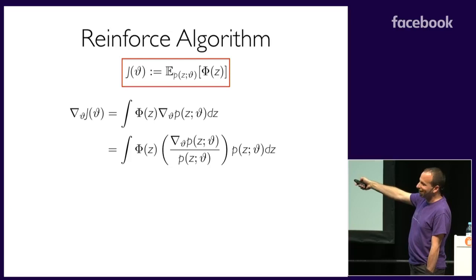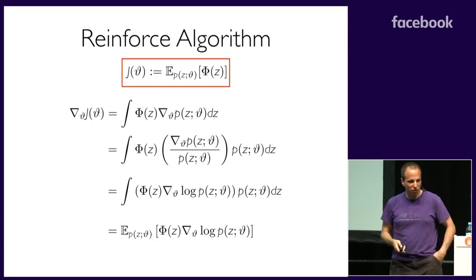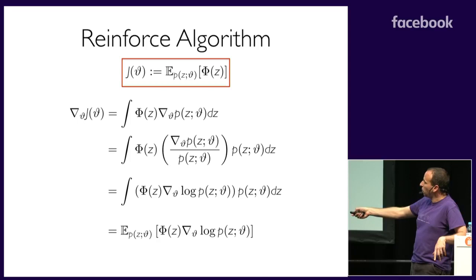Anybody who's seen the proof of the Cramér-Rao bound has seen that trick. And that now is the gradient of the logarithm. And that's it. So this is now the integral of this function with respect to the probability distribution, also known as the expected value of that function. And so this gives us an algorithm, which is to sample z, plug in this formula, and treat that as a stochastic gradient.